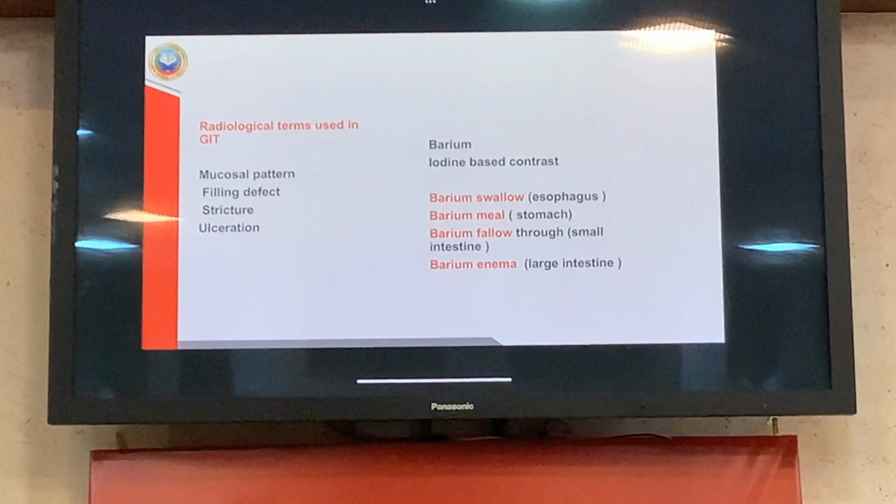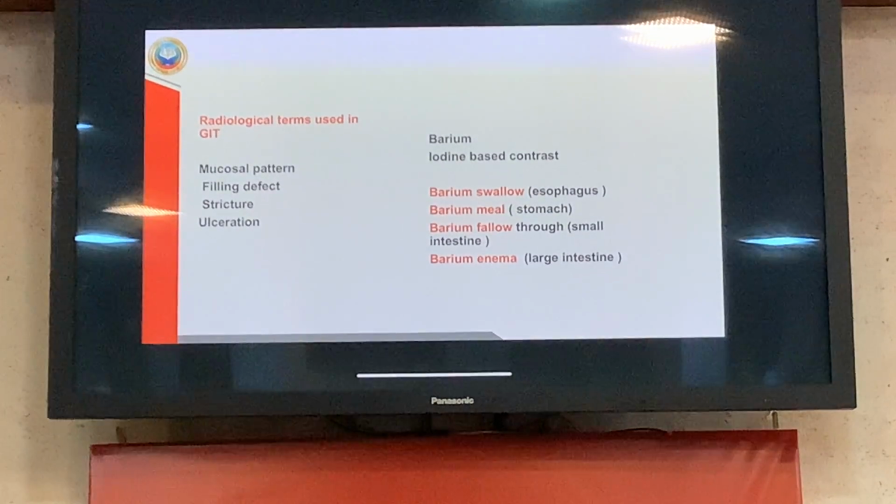Now we talk about the radiological terms used in this system. We have the mucosal pattern, whether it is normal or abnormal, and filling defect, stricture, and ulceration. What is meant by these words is how we can express the pathology present in the system. Barium swallow is for the esophagus, barium meal for the stomach, barium follow through for the small intestine, and barium enema for the large intestine.